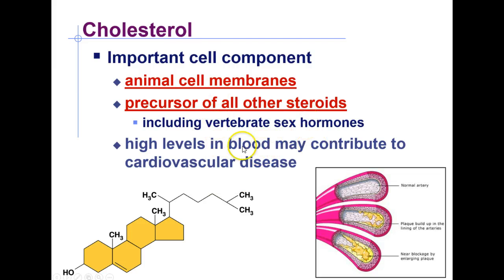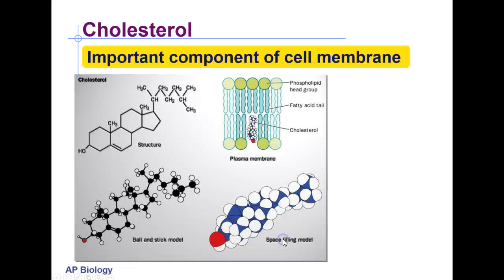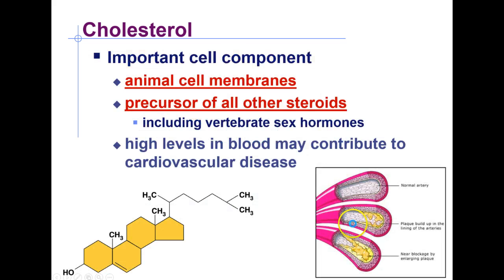Problem is we eat too much of it. Our liver can make quite a lot of it from just eating a little bit of cholesterol. So we really don't need to eat a lot of this. And when we eat a lot, well, this happens. Our cholesterol can build up in our arteries.